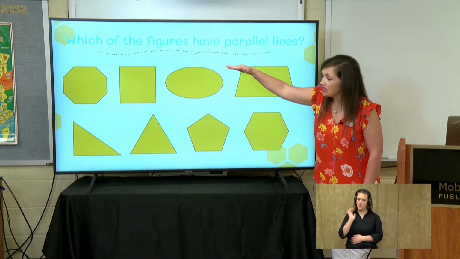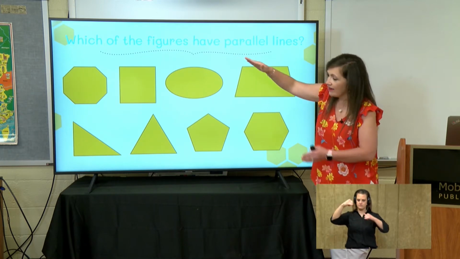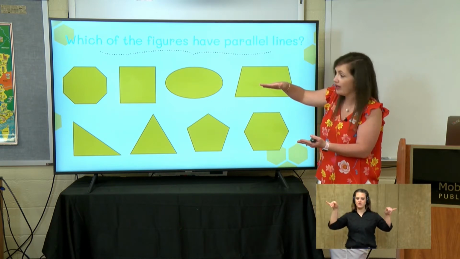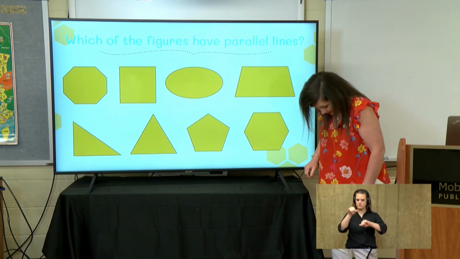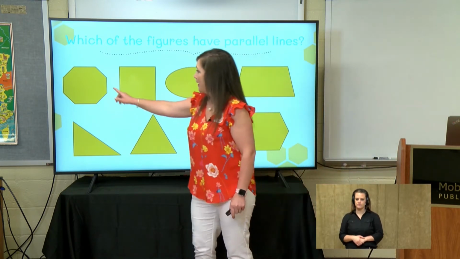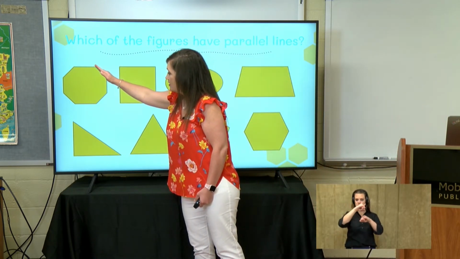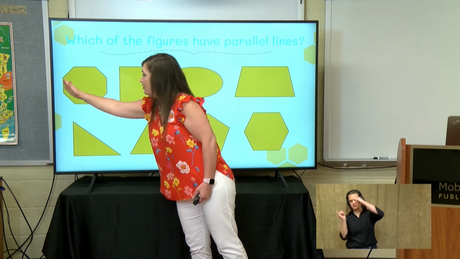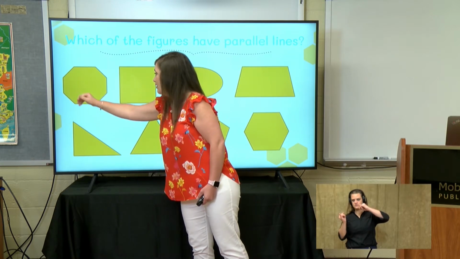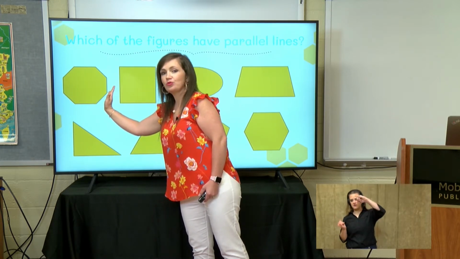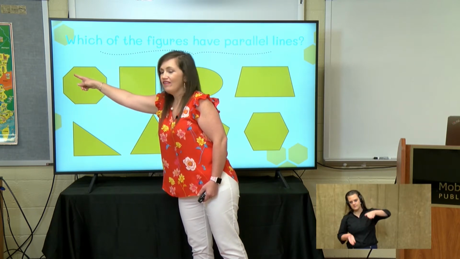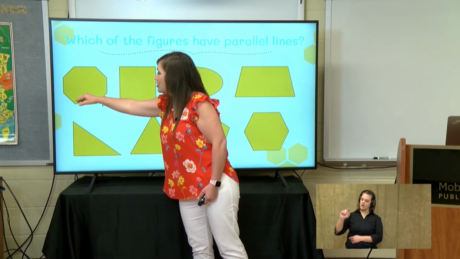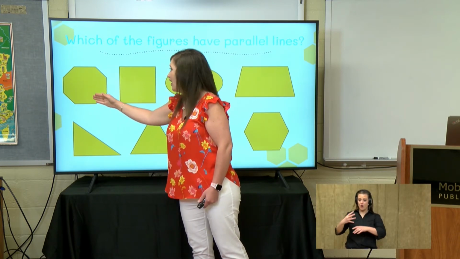Absolutely. We see the top and bottom line. If they were to continue on in either direction, those would not meet. Those would be parallel lines. And they actually have several sets of parallel lines because this side is parallel to this side. And this side runs parallel to this side or line. And then this one is parallel to which side? The one right across it. Very good. So this octagon actually has 4 sets of parallel lines in it.